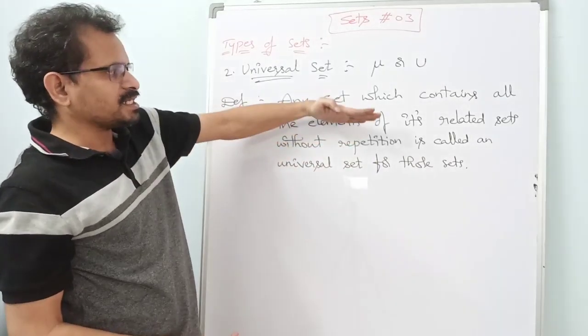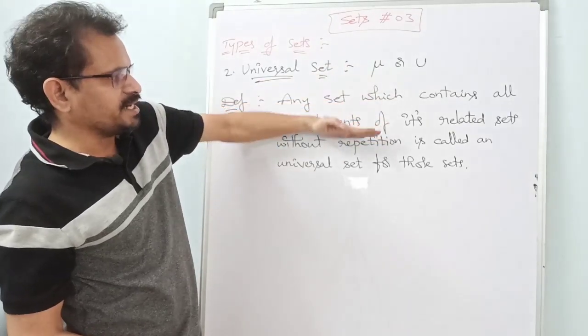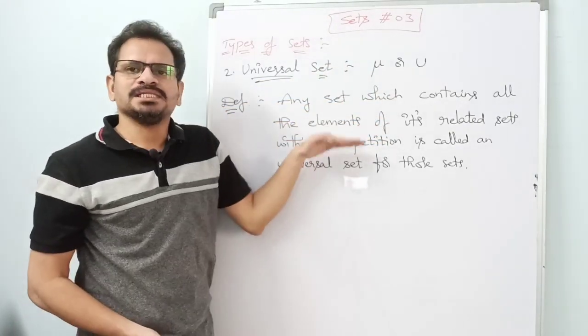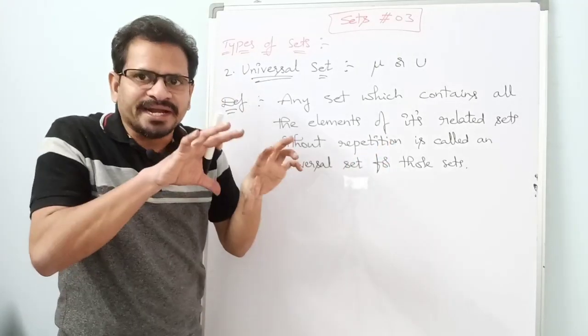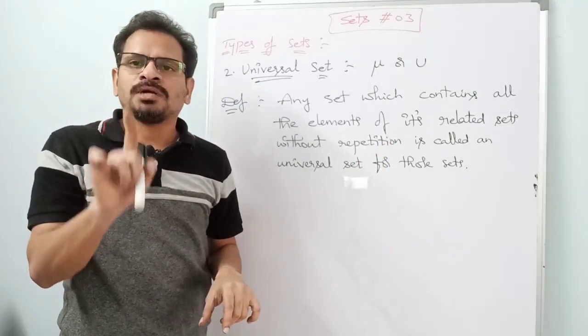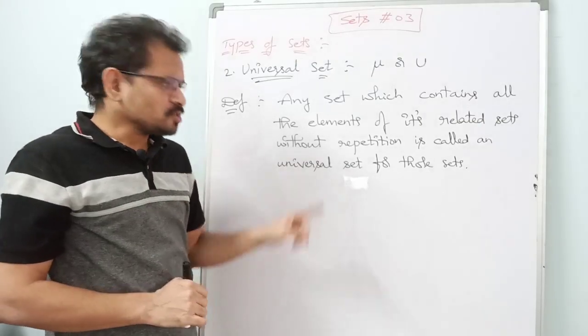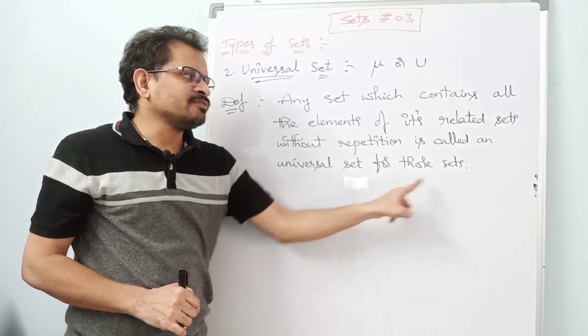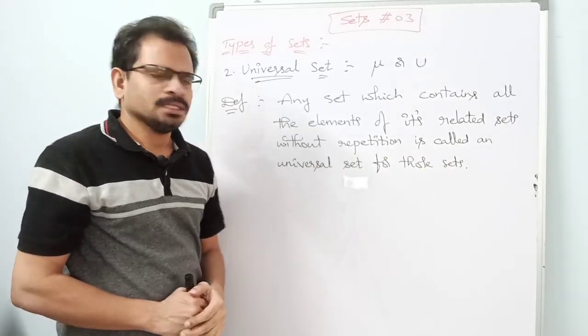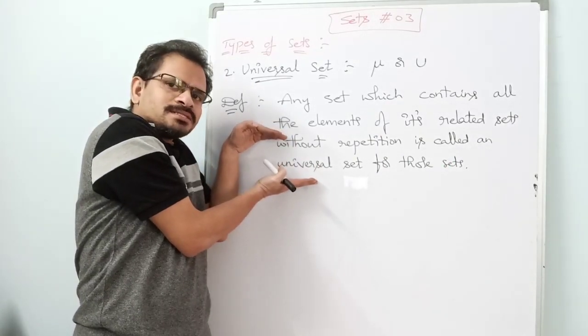See here, let us cut this definition into the first two lines and the second two lines. The second two lines you are familiar with, no? Without a repetition, no problem. While writing any set, the elements should not be repeated, you know. So there is no problem understanding this one. And also it is a universal set for those sets only. So there is no problem with these two sentences.